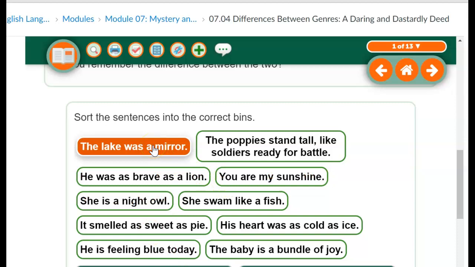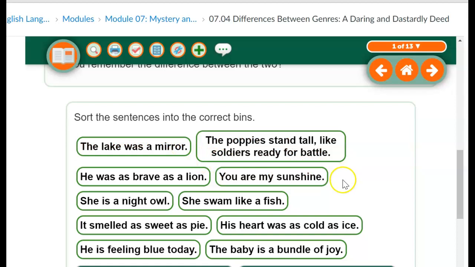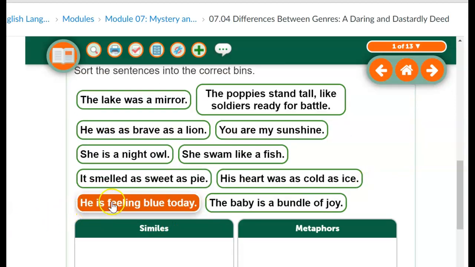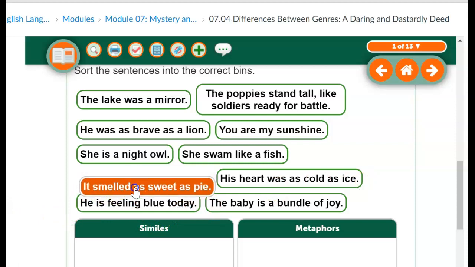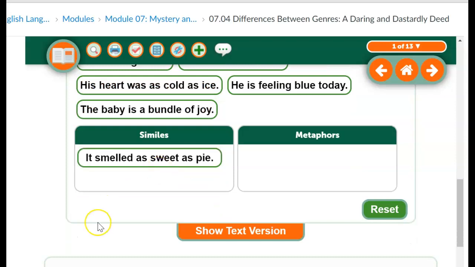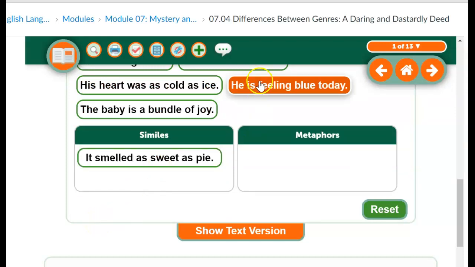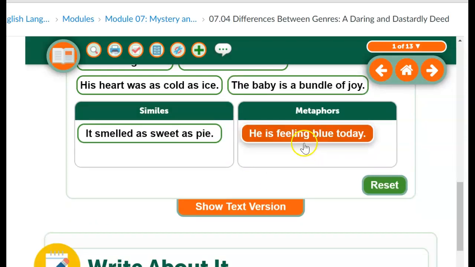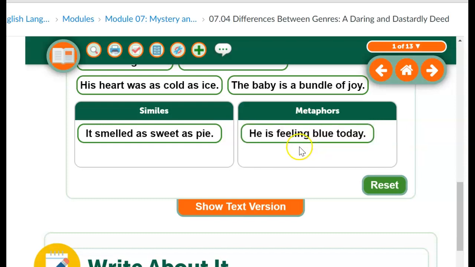A simile is where you use figurative language and you use the words like or as. And a metaphor just says it directly. So an example of a simile is, it smelled as sweet as pie, because we have that word as right there. But a metaphor, he is feeling blue today. Does that mean that his whole body is the color blue? Probably not.